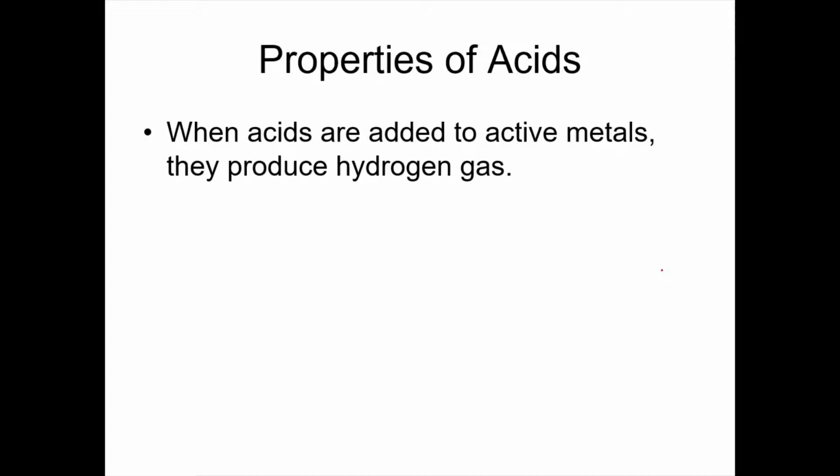But first, let's talk about properties. So, some properties of acids. When acids are added to active metals, they produce hydrogen gas. What happens is, when you have an acid, you've got a hydrogen. These hydrogens will go ahead and sneak electrons from metals, causing the metals to corrode.